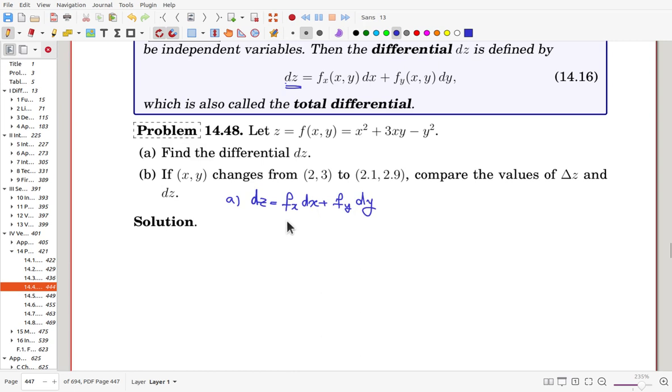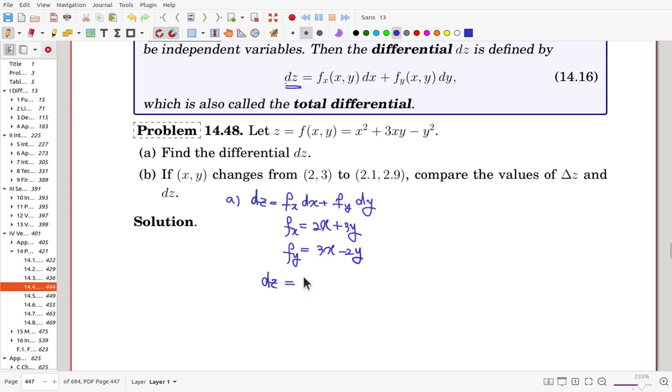Now, what is f sub x? The x derivative of x squared is 2x, and the x derivative of 3xy is 3y, and the y squared term becomes 0. Now, f sub y, the y derivative: there's a 3x from here, and minus 2y. So we use these two to get dz, the total differential.